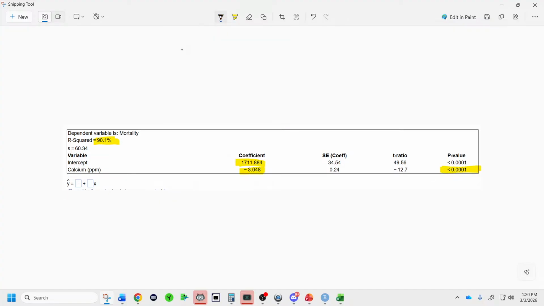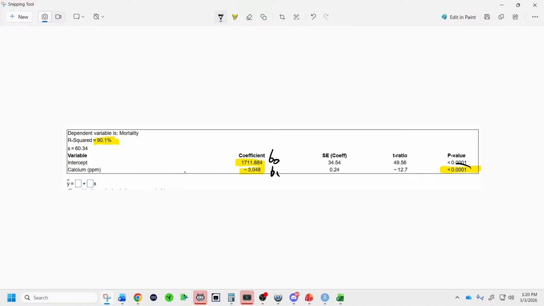So these quantities are the intercept, b sub 0. When x is equal to 0, expect y to equal b0. So when a town's calcium is equal to 0, we expect the mortality to be equal to 1,711. B1 is, for each 1 unit increase in X, we expect Y to increase by B1 on average. So for each 1 unit increase in calcium, we expect 3.048 fewer deaths per 1,000. I think it's deaths per 10,000 or something.